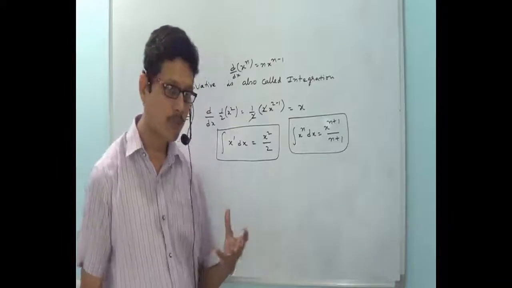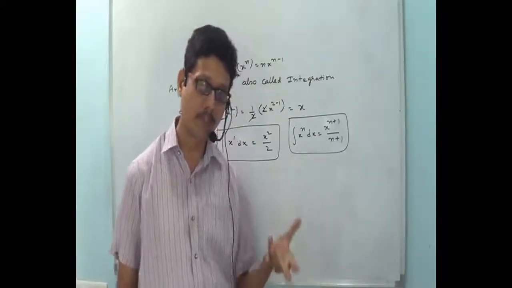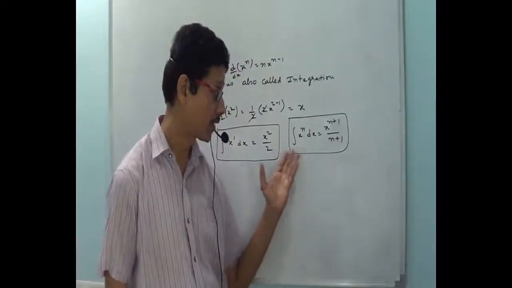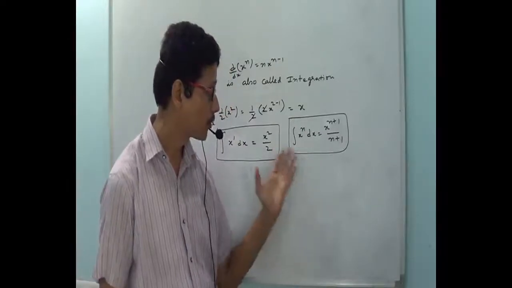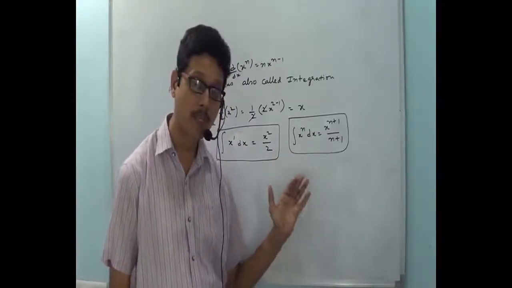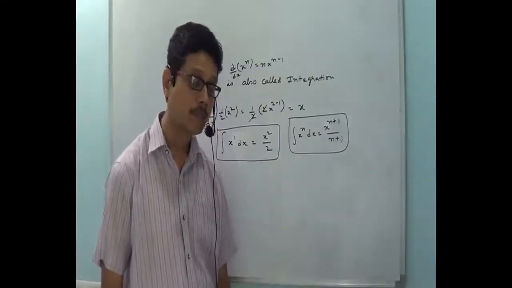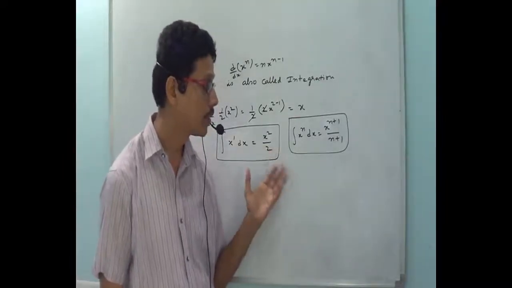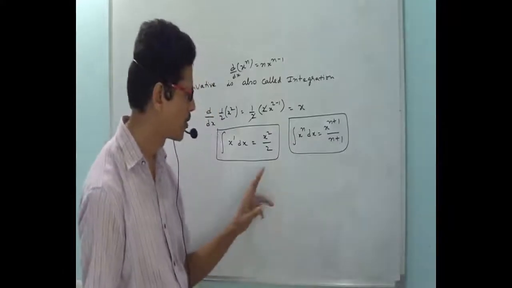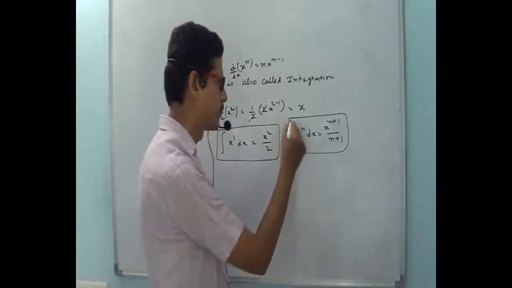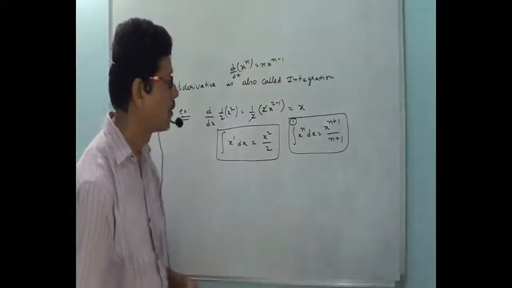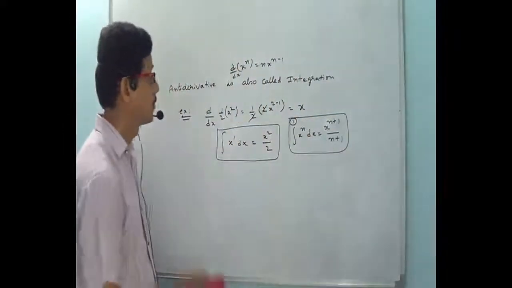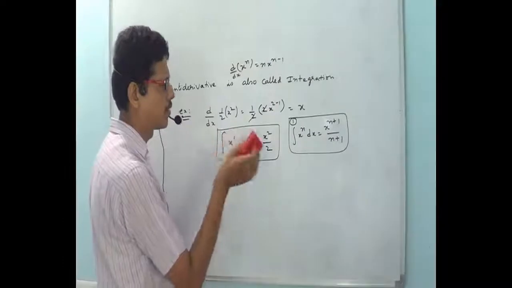Even if the graph is not given, if the function is given, like x power n is a function, then also we can find the integration of that function like this. So this is the first formula which you are seeing: integral x power n dx is x power n plus 1 by n plus 1. You have to note down the other formulas also. This is the first formula. So antiderivative of a function is nothing but integration.